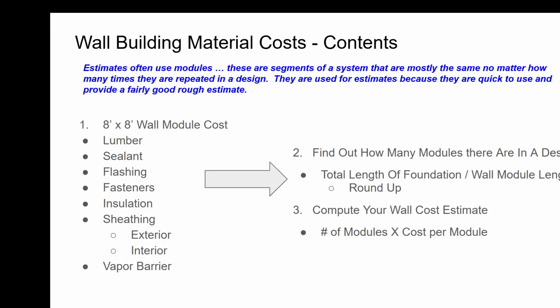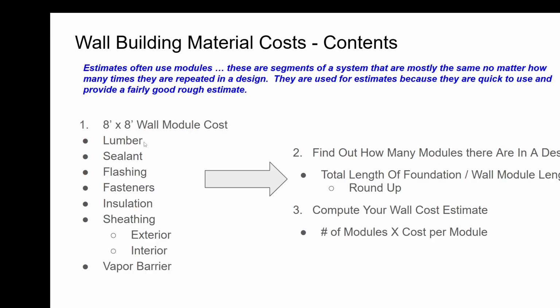Okay, estimates in general, we try to get them a little bit high. We would rather estimate too much than too little, and this is one way to do it. So let's say we have an 8-foot by 8-foot wall module. What's going to be in it?